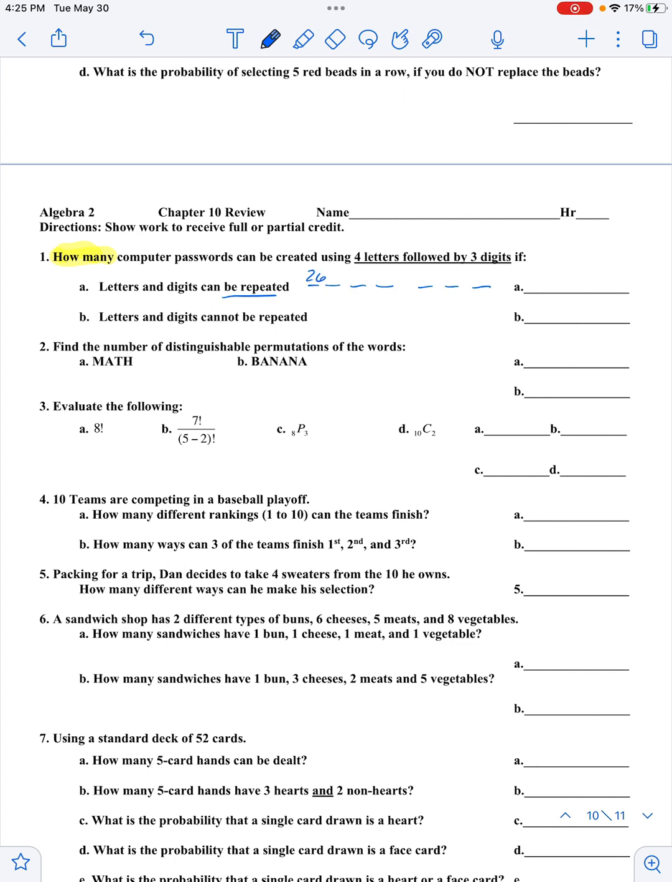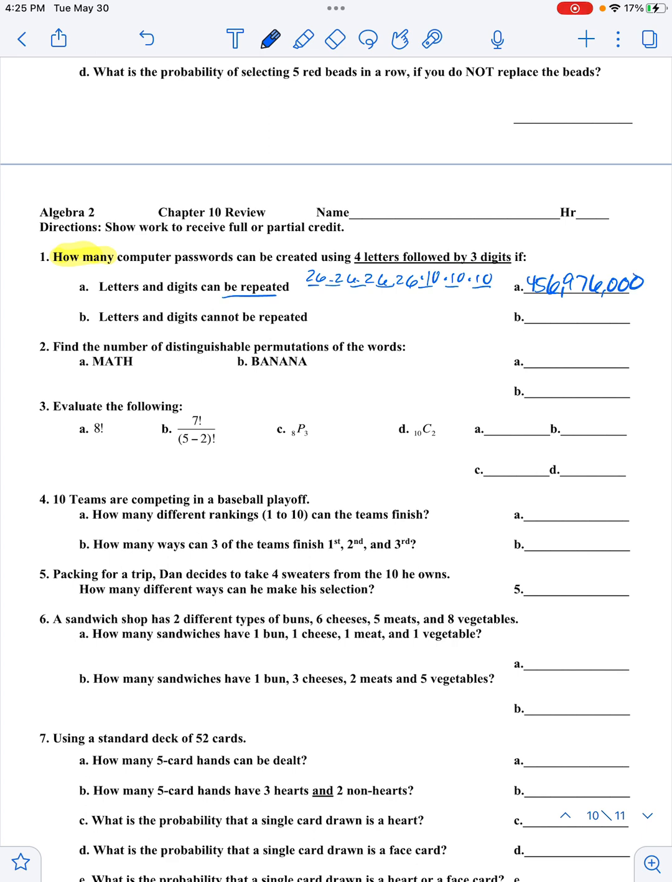There are 26 letters each time, and I can repeat them. So I have 26 choices each time. And then with digits, you can use anything 0 through 9. So you would have 10 options each time. So then it just becomes multiplying those all on your calculator.